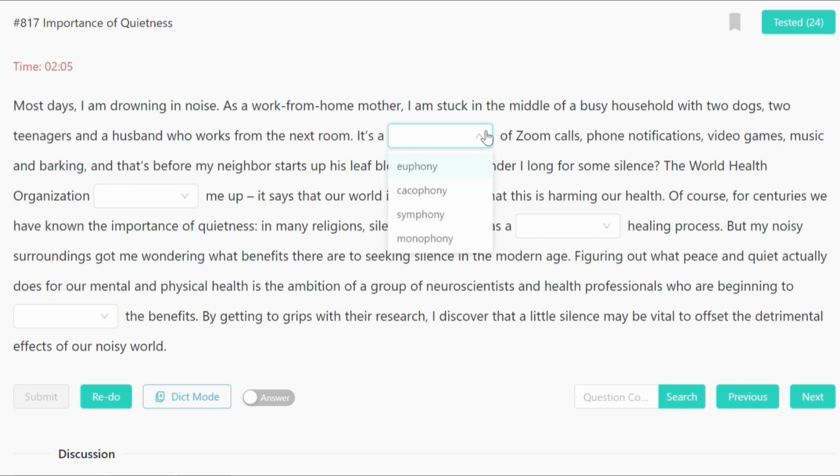Now you see words like euphony, cacophony, symphony, and monophony. Looking at these words, because maybe I'm good with words, I've got a good vocabulary, the right option here will be cacophony. It's talking about noise, like a series of noise. So that's the right option that will be here. Now, if you do not know rich vocabulary, or have a rich knowledge of words, it will be difficult for you to pick out the right option here.